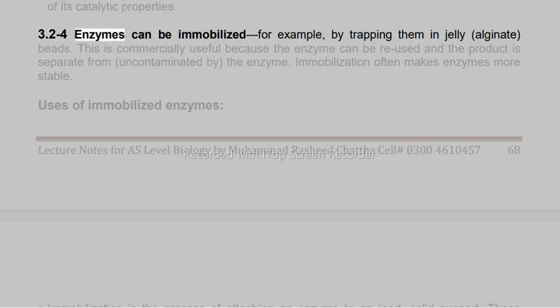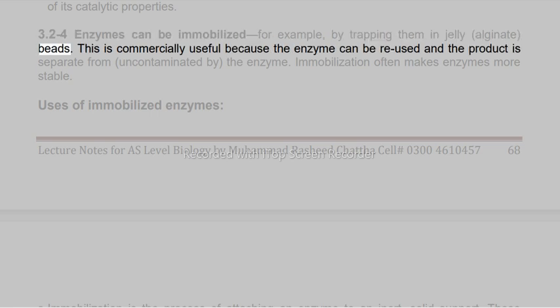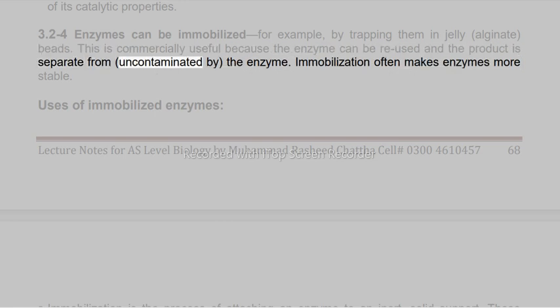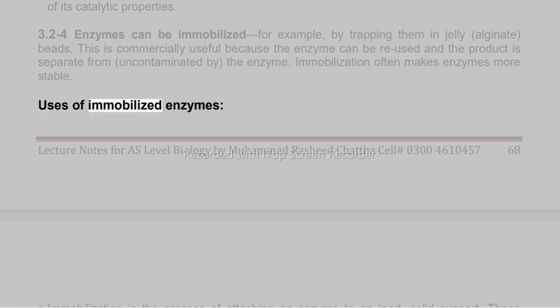3.2 to 4 Enzymes can be immobilized, for example, by trapping them in jelly, alginate, beads. This is commercially useful because the enzyme can be reused and the product is separate from, uncontaminated by, the enzyme. Immobilization often makes enzymes more stable. Uses of immobilized enzymes.